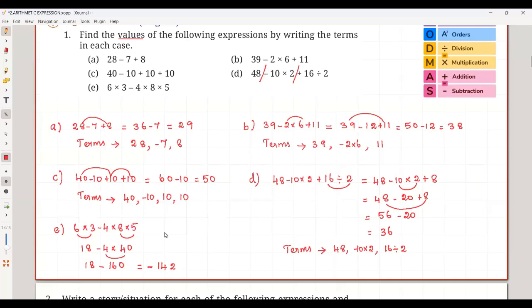Okay, if you want to write the terms for this, I can just write here terms. So the terms are 6 into 3, this is one term, a single term. Next, everything here is going to be another term: minus 4 into 8 into 5. Here only one minus is coming, and this alone is separating the terms. This everything is one term and this everything is another term. So we have only two terms.